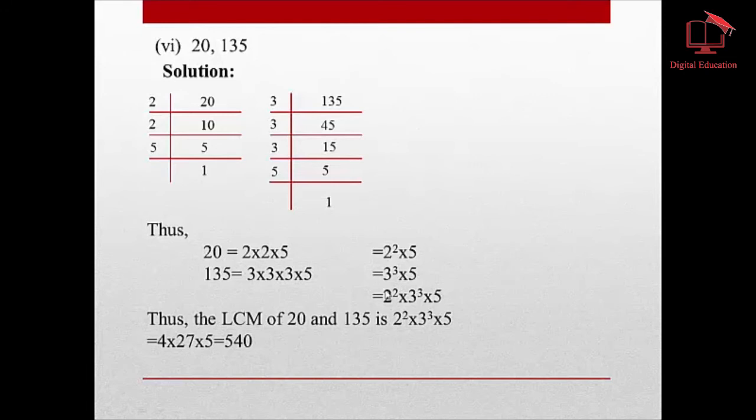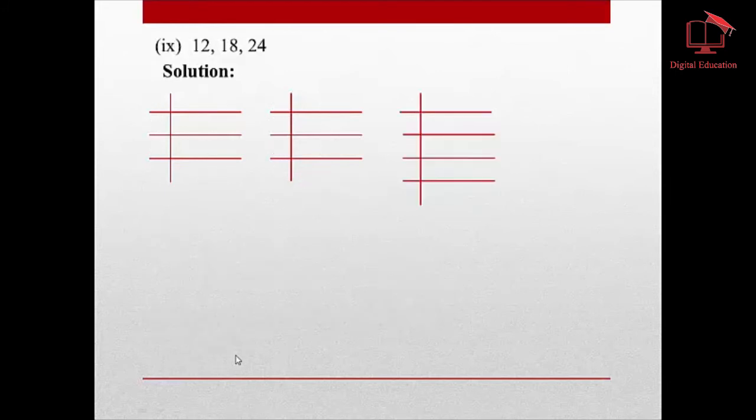Now we will write 2 power 2 one time, 3 power 3, and 5 appears 1 time, we will write it 1 time. After this, 2 power 2 we have 4, 3 power 3 we have 27, and 5 as it is. After we multiply, we got the answer 540.